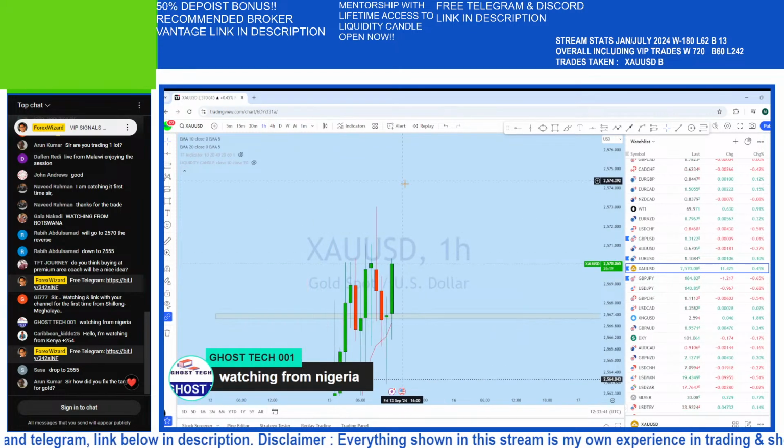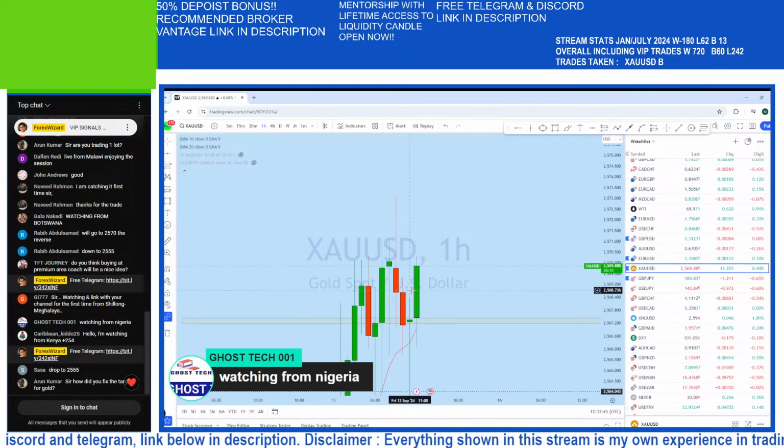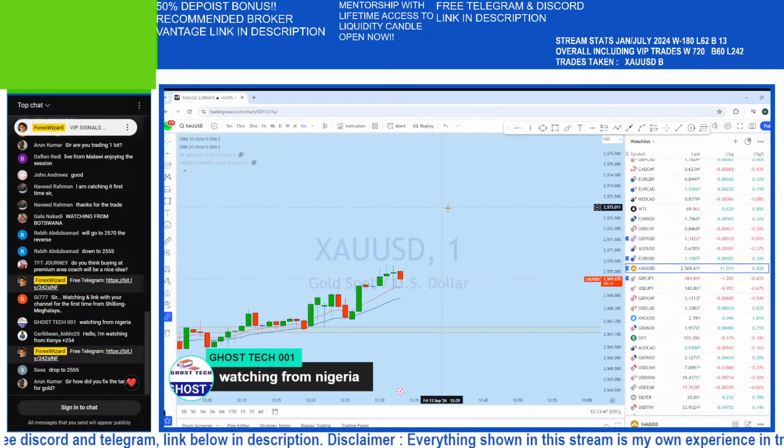So we might see a potential bounce here on gold as the market has moved back from the support.